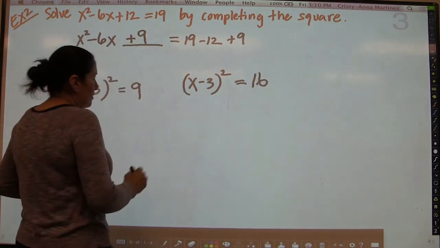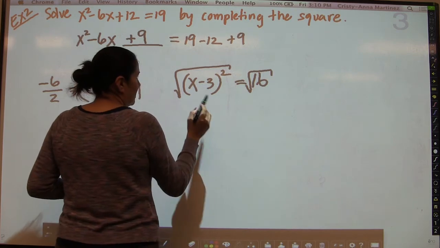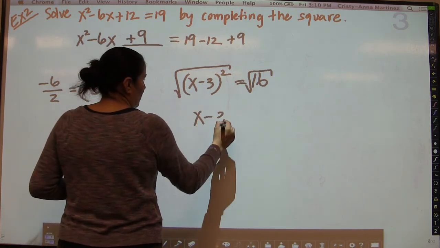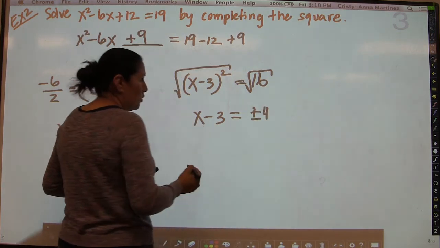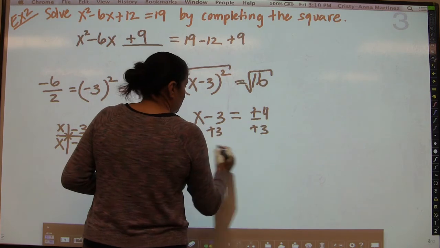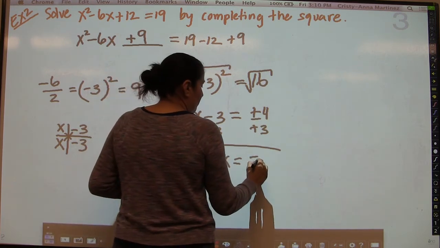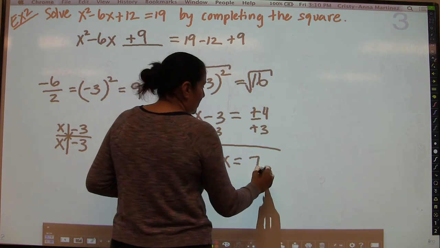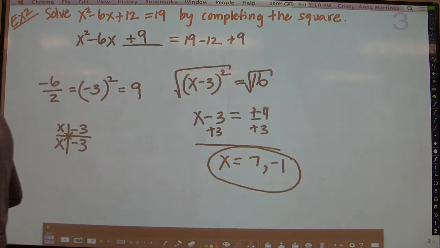All right, so now I can square root both sides to solve. And because the square and the square root will cancel, I have x minus 3 equals plus or minus 4, because the square root of 16 is 4. And then I add 3 to both sides. And so my final answers will be x equals positive 4 plus 3 is 7, and negative 4 plus 3 is negative 1. So my two solutions are 7 and negative 1.